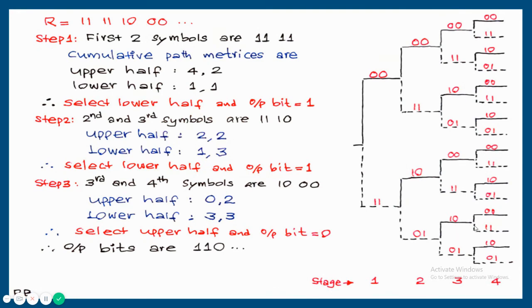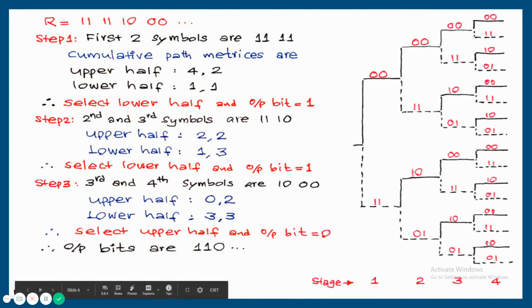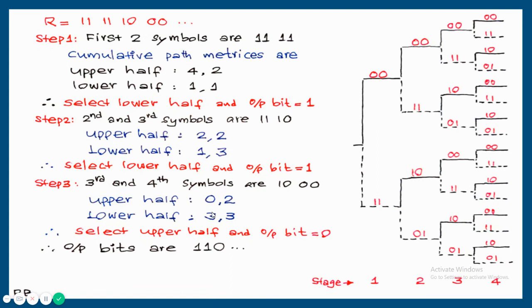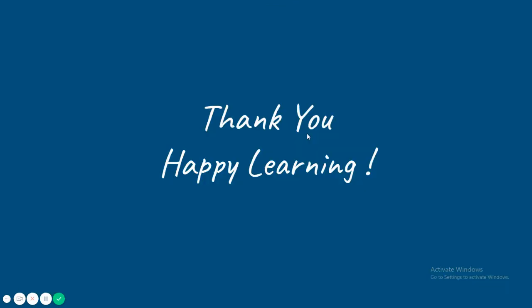1 0 1 1. There are 2 differences. Metric is written 2. Now the other option, 0 1 and 1 0. There are 3 differences. 3 is written here. 0 1 and 0 1. There are 3 differences. 3 is written here. So when you compare the upper half and lower half, the minimum number exists in the upper half. So for the next decision, select the upper half and the output bit will be 0. So what are the decoded bits? Output bits are 1 1 0. This is the second decoding method.